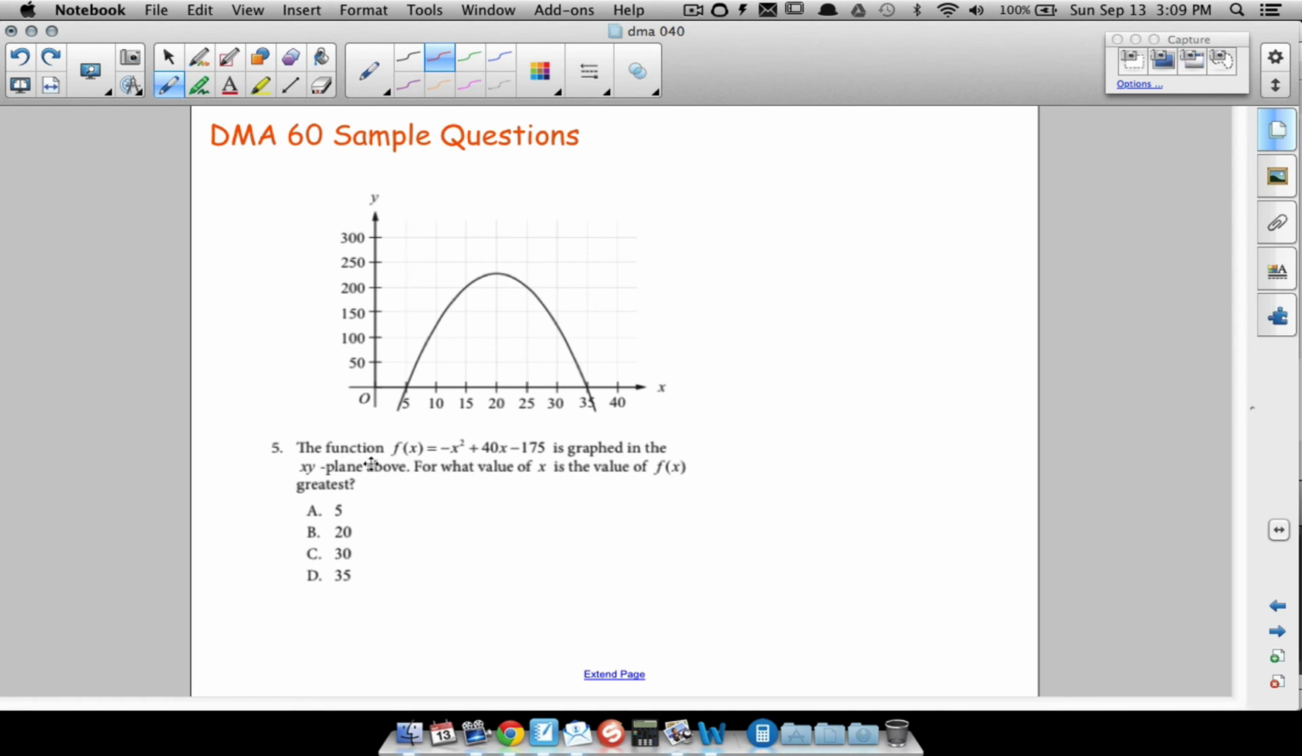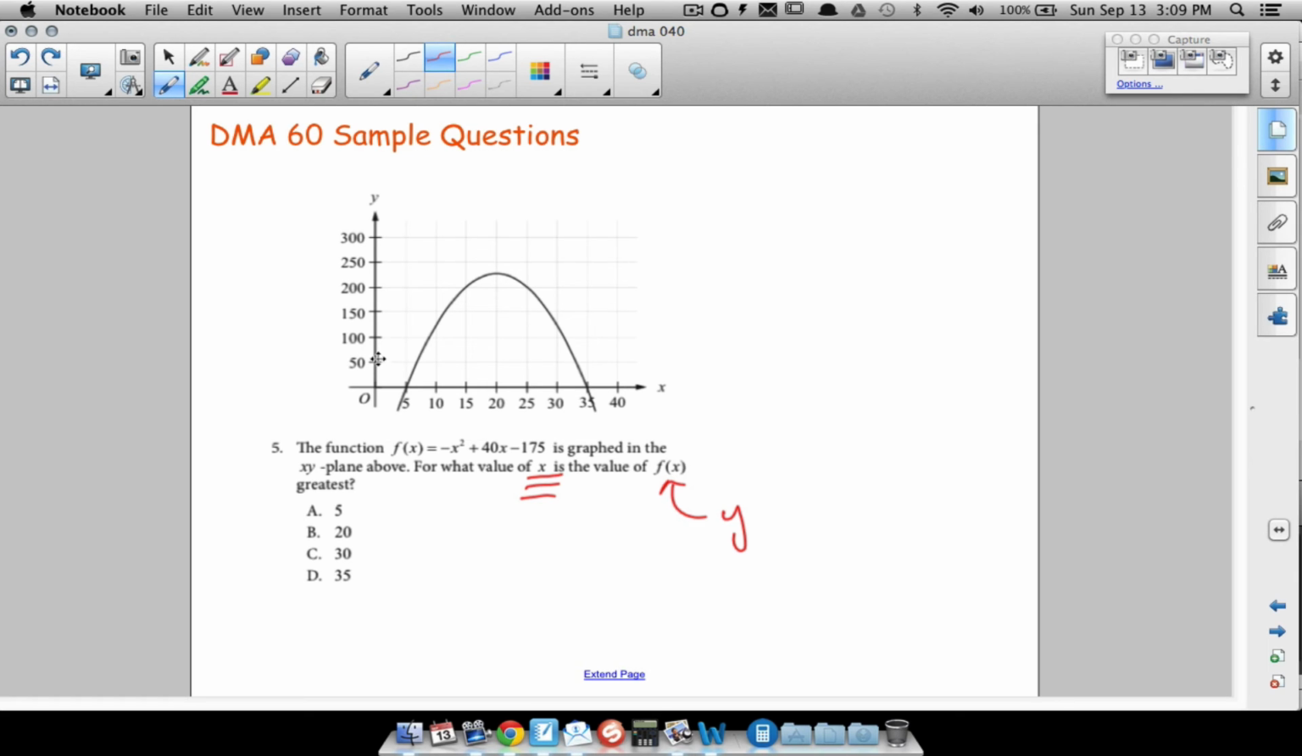Number 5. The function f of x equals negative x squared plus 40x minus 175 is graphed in the xy-plane above. For what value of x is the value of f of x the greatest? Okay, f of x really means y. So where is y the tallest? Where's the graph the tallest? Where's the y value the biggest?